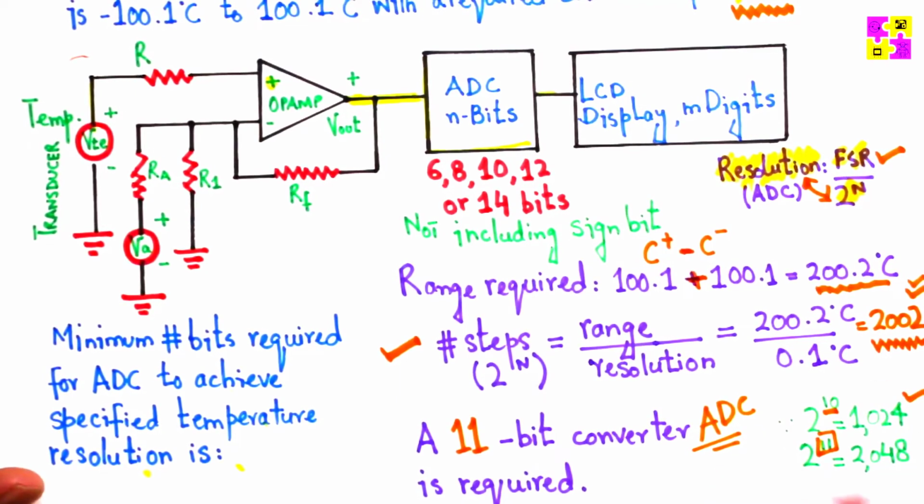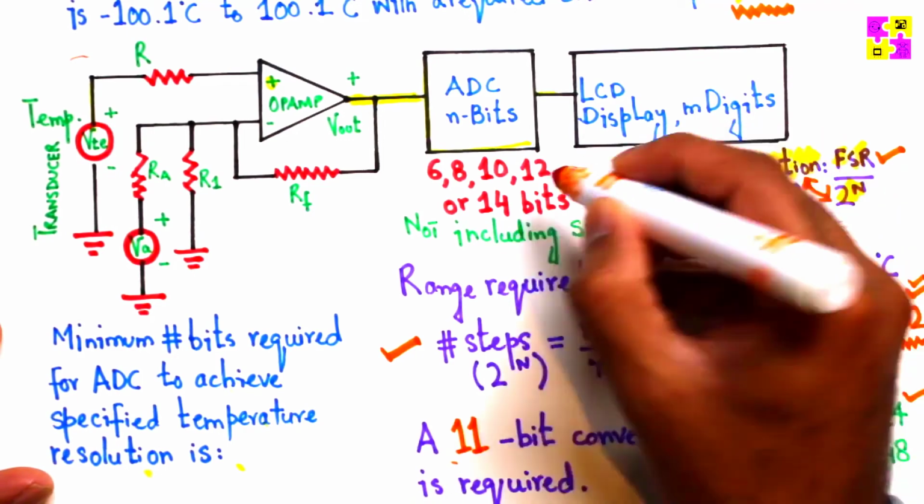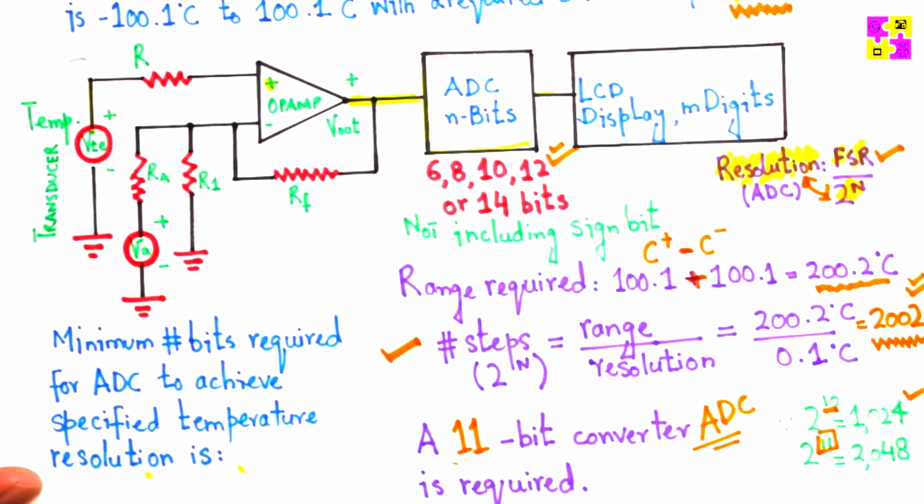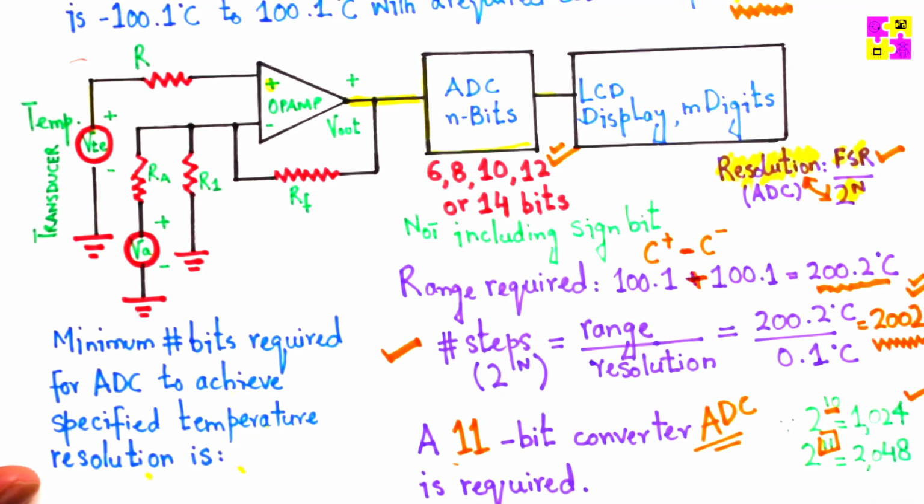Now, maybe, because 11 is not an option over here, we can also go with 12. As long as the number of bits covers this value 2002, we should be fine.